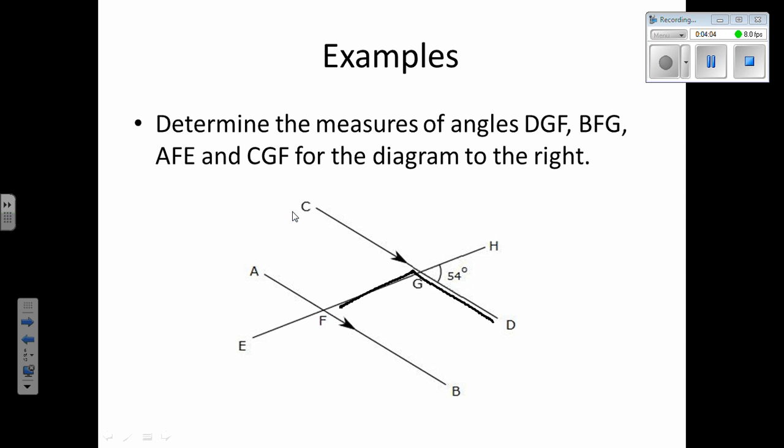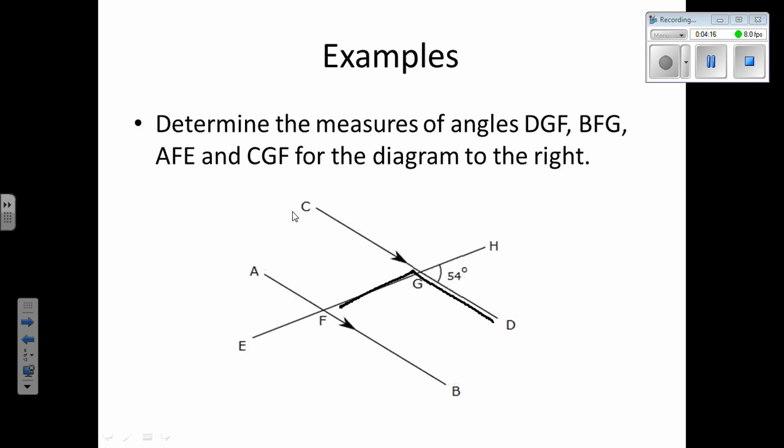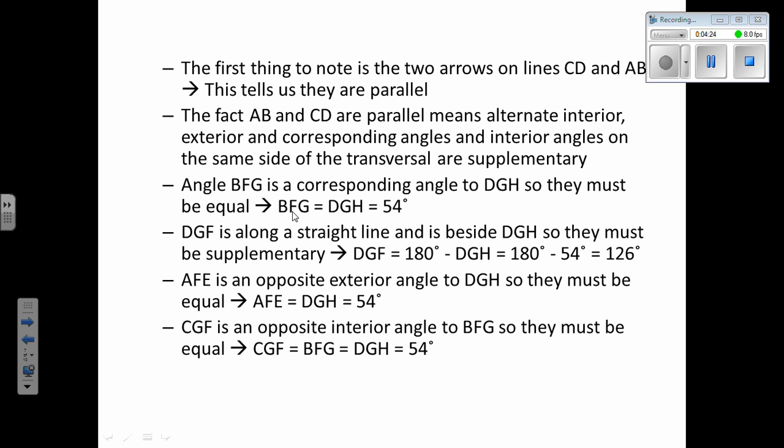Now, how would we determine these different measurements? The first thing to note is the two arrows on lines CD and AB. This tells us they are parallel. The fact that AB and CD are parallel means alternate interior, alternate exterior, and corresponding angles are equal, and interior angles on the same side of the transversal are supplementary.